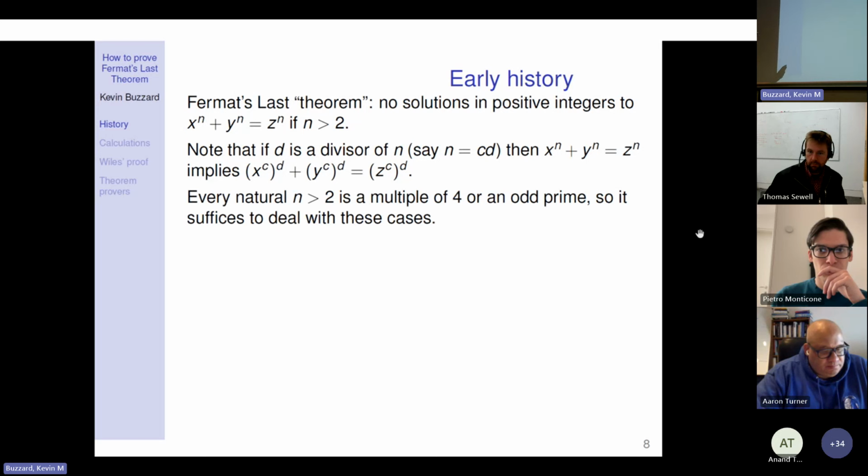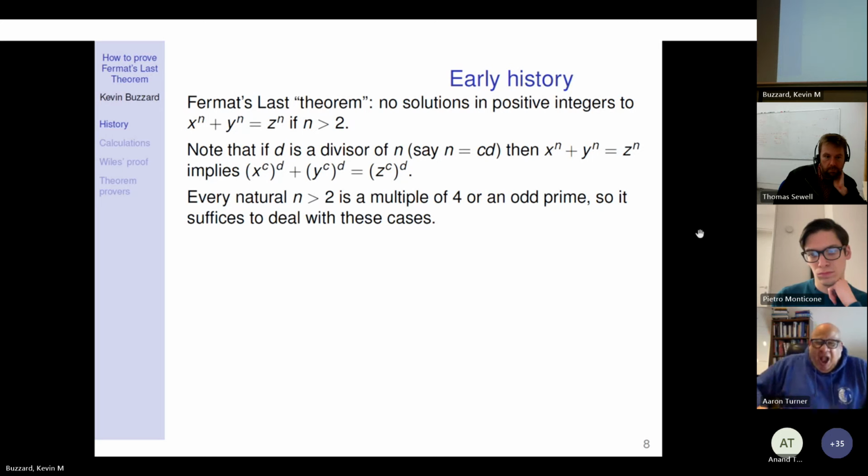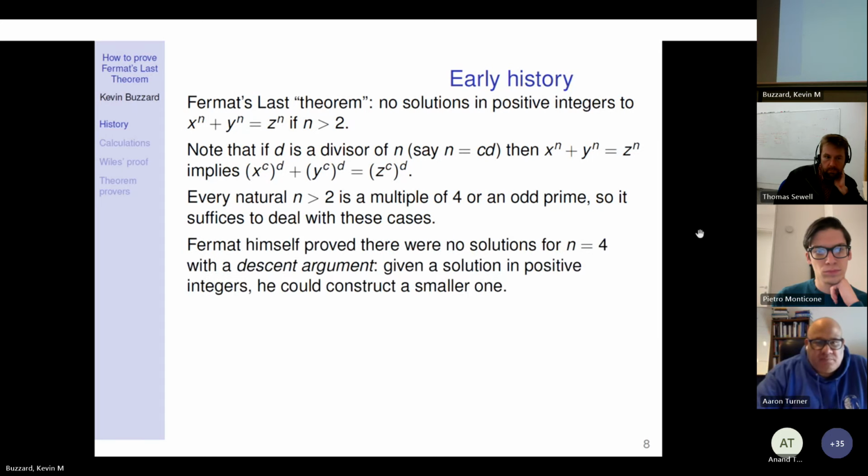And the observation is that if you're a number bigger than 2, then either some odd prime number goes into you, or if no odd prime goes into you, then your factorization is just loads of 2s. So you're like 4, 8, 16, whatever. But in particular, you're a power of 2 bigger than 2, so you're a multiple of 4. So every natural number bigger than 2 is either a multiple of 4 or a multiple of an odd prime. And so it suffices to deal with those two cases. So n is 4, n is an odd prime, and Fermat did n is 4.